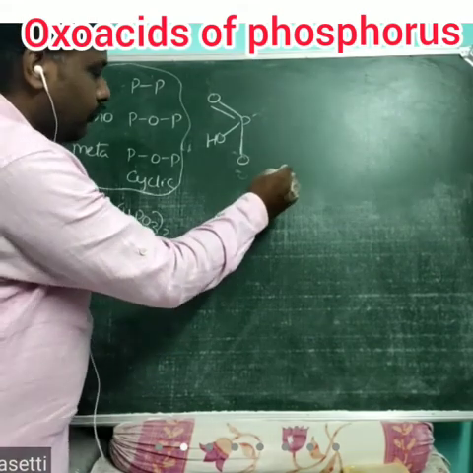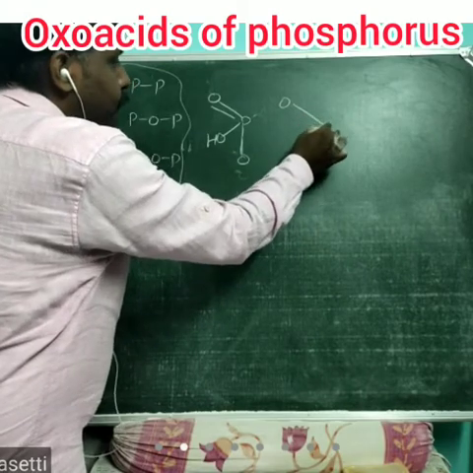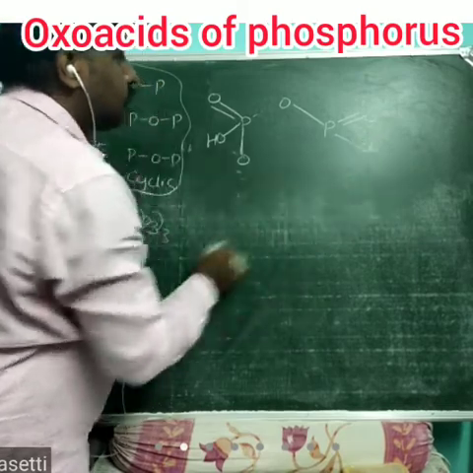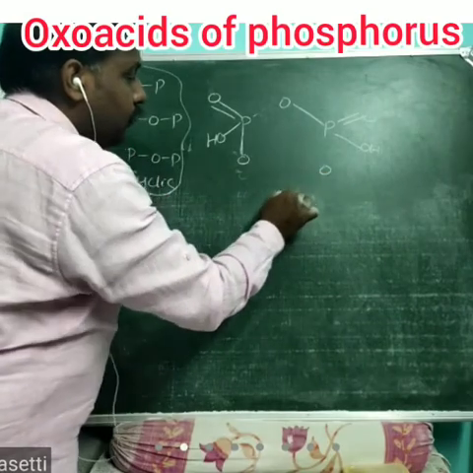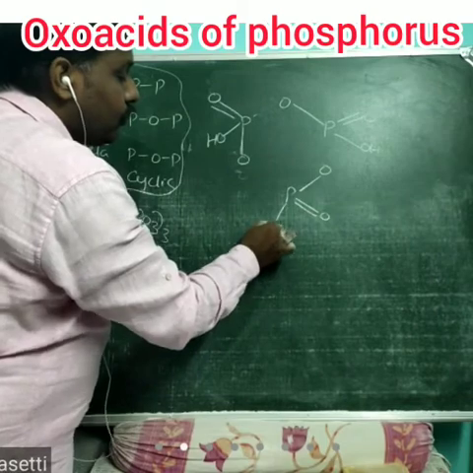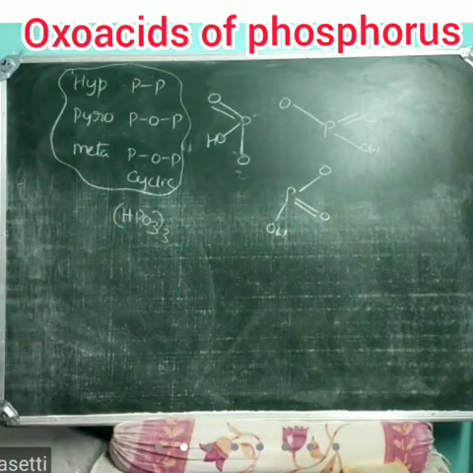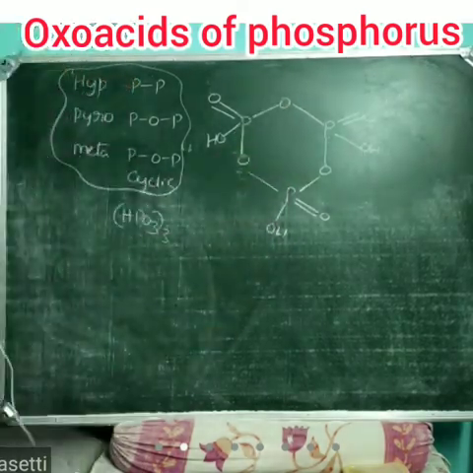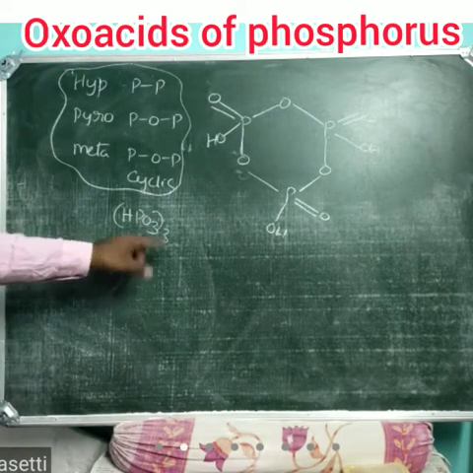Let us take one more. You can take phosphorus, double bond O, OH. This is another one. Let us take another one. This is 1 single bond, double bond O, OH. So 3 molecules of HPO3. In this case, there is a bond in between. This is the cyclic structure of metaphosphoric acid.